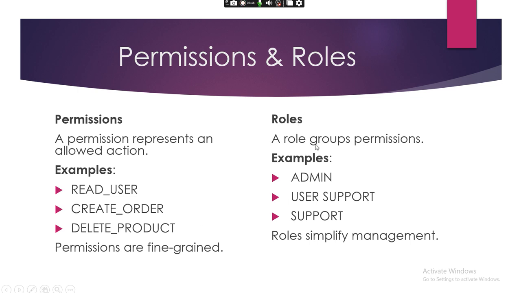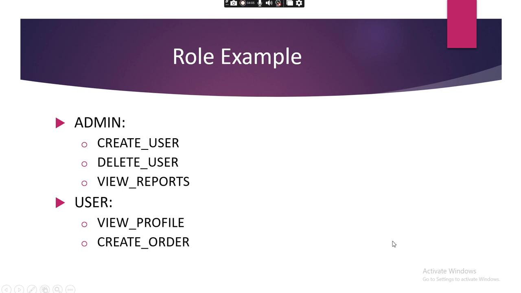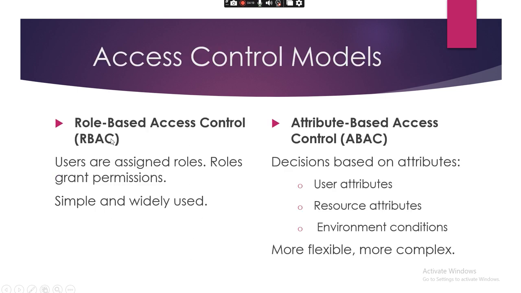Roles, on the other hand, are groups of permissions. Example, admin will have a group of permissions. User support will also have a group of actions that they want to be able to perform, which are governed by permissions or policies and so on. Roles simplify management. Role example, like I said, admin: create user, delete user, view report. These are the actions an admin can perform. A user can maybe edit their profile, view profile and create order, and so on.